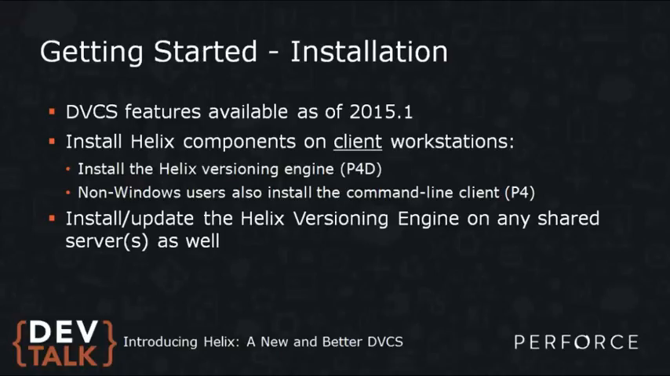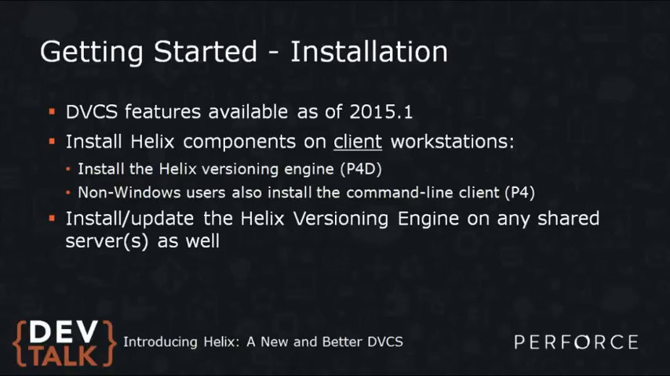Now, installation has changed a little, insofar as you'll need to install the Helix Versioning Engine, our server software, on each of your client workstations. That might seem a little counterintuitive at first, but it's not if you think about it. The great thing about DVCS systems is that they give you all the power of a central server on your desktop. So just as Git and Mercurial put that server code on your desktop, so too you have to install our server software on your desktop as well.